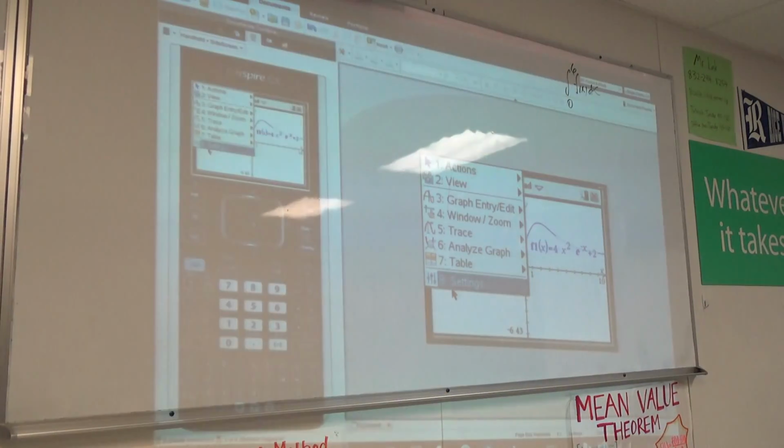Riemann? Don't worry, he's dead. He's okay. Bounded by a function f of x and the x-axis over an interval from a to b.